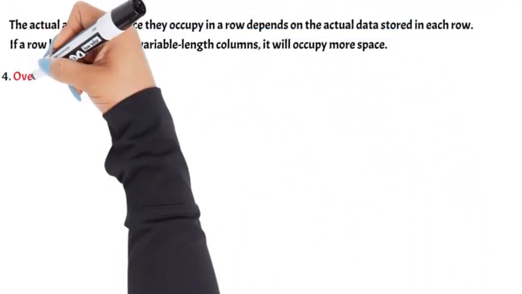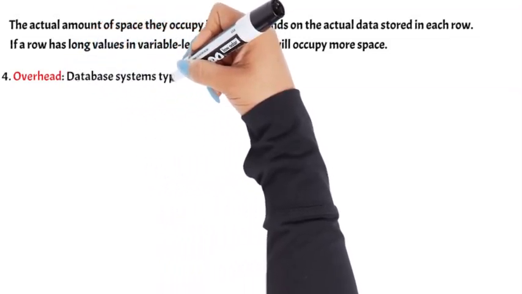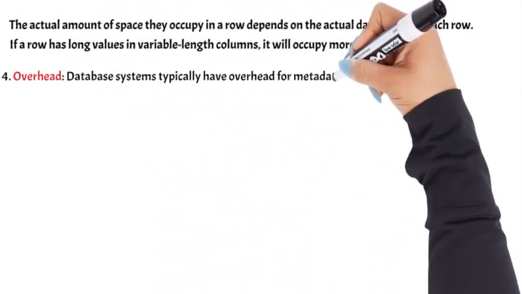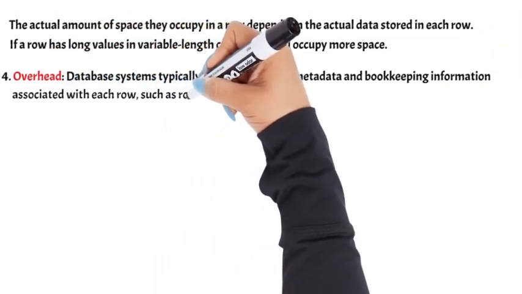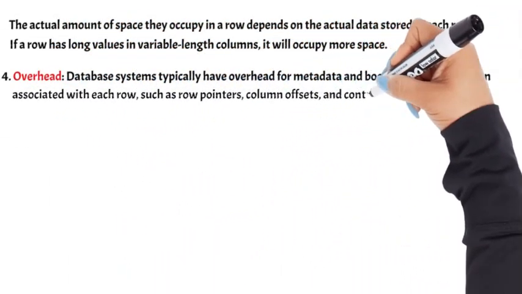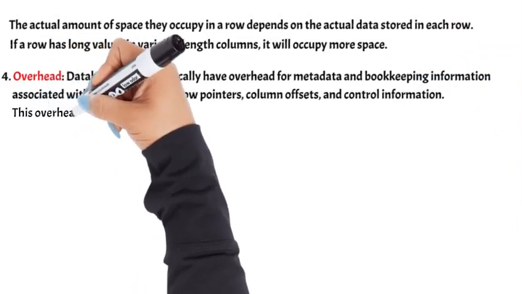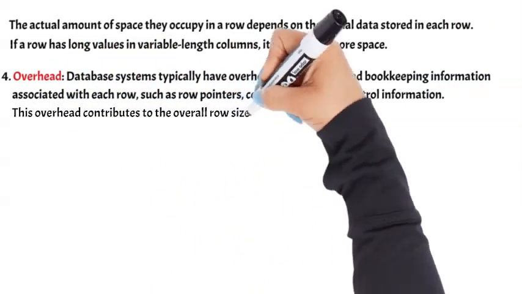4. Overhead. Database systems typically have overhead for metadata and bookkeeping information associated with each row, such as row pointers, column offsets, and control information. This overhead contributes to the overall row size.